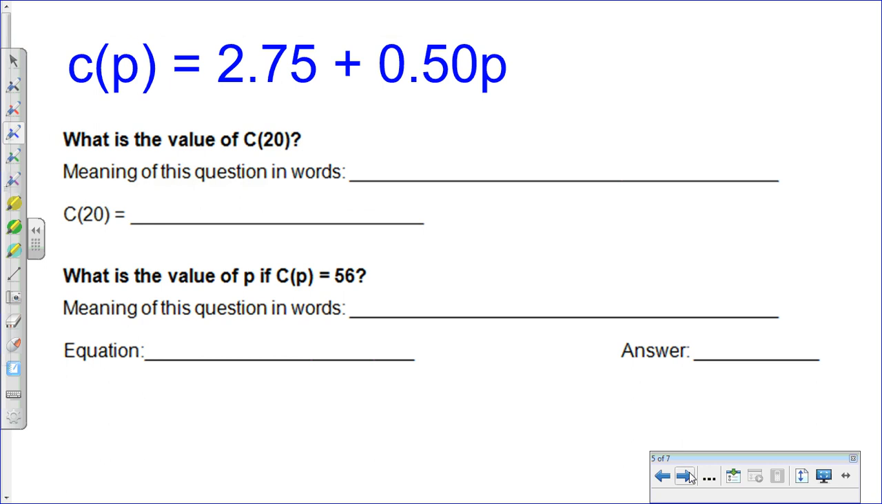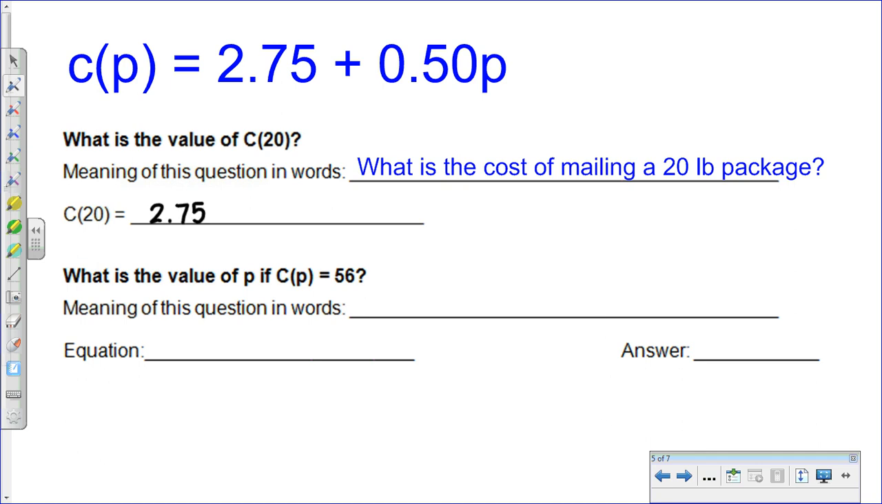Next question asks, what is the value of C of 20? Well, first let's think about what this means in words. C represents the cost and the input is 20. So this actually means, what is the cost of mailing a 20-pound package? To find it, we're simply going to take our function and replace P with 20. So let's compute 2.75 plus 0.5 times 20, and this gives us a cost of $12.75.